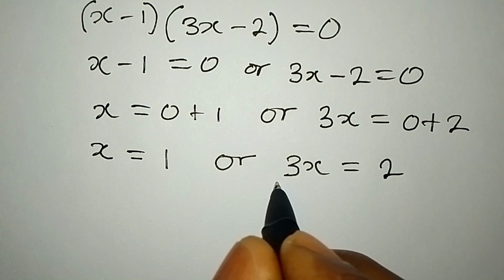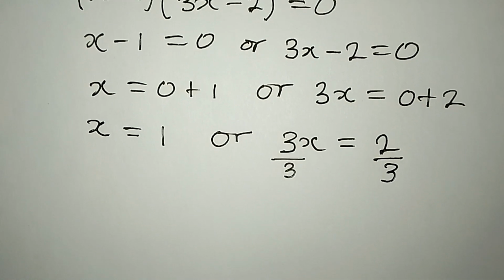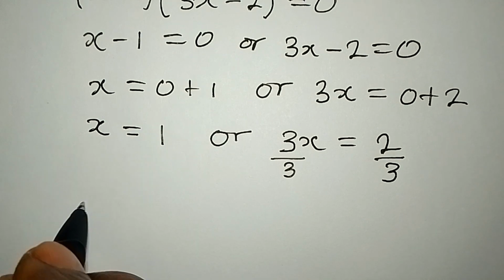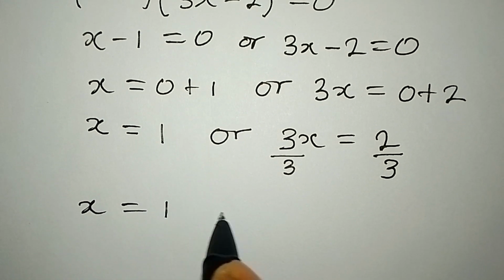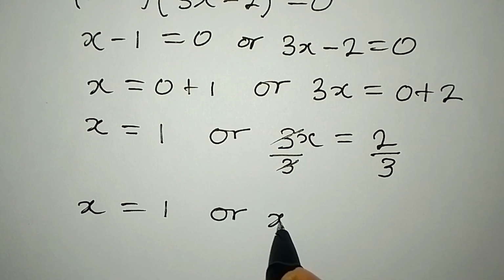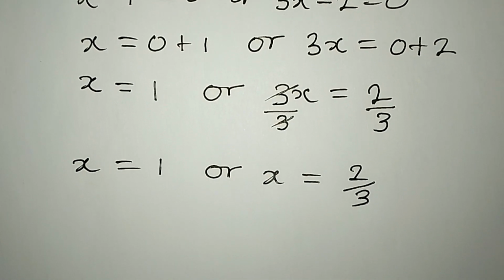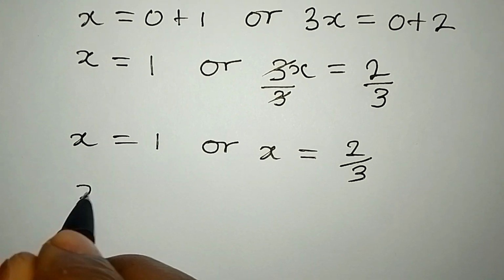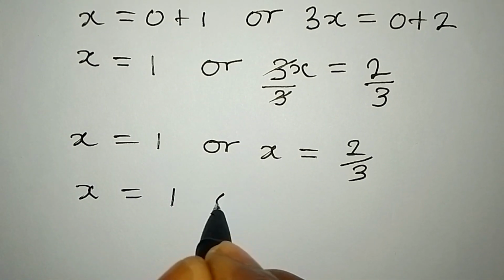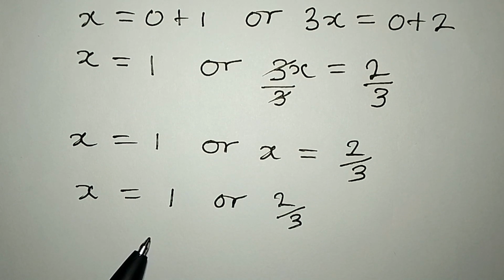But from here, we can divide this by 3 and divide this by 3, since we are looking for the value of x. X remains 1, or on this side, this will go, x will be equal to 2 over 3. Now, what are the two values of x? X is equal to 1 or 2 over 3. So this is the first root, and this is the second root.